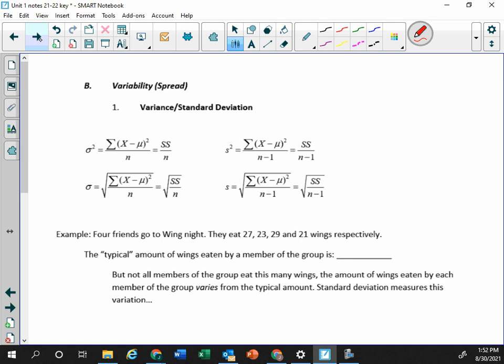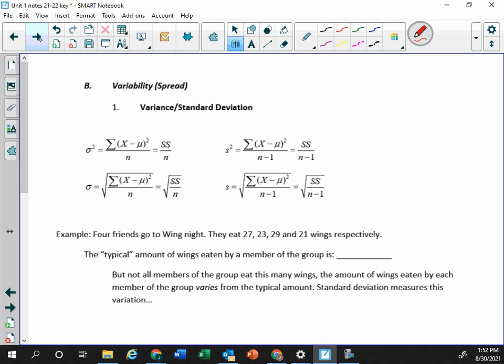Okay, so that was describing your center. I know I'm not going in the order CUSS here, but we'll do spread next. So spread is talking about how much your data values vary from each other, okay?